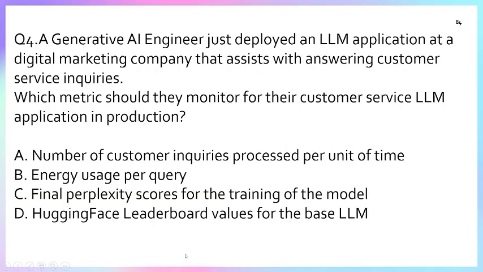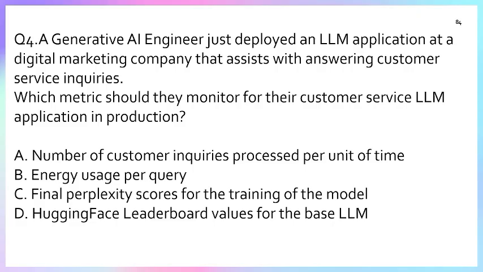Question number four. A generative AI engineer just deployed an LLM application at a digital marketing company that assists with answering customer service inquiries. Which metric should they monitor for their customer service LLM application in production? A, number of customer inquiries processed per unit of time. B, energy usage per query. C, final perplexity score for the training of the model. D, Hugging Face leaderboard value for the base LLM.